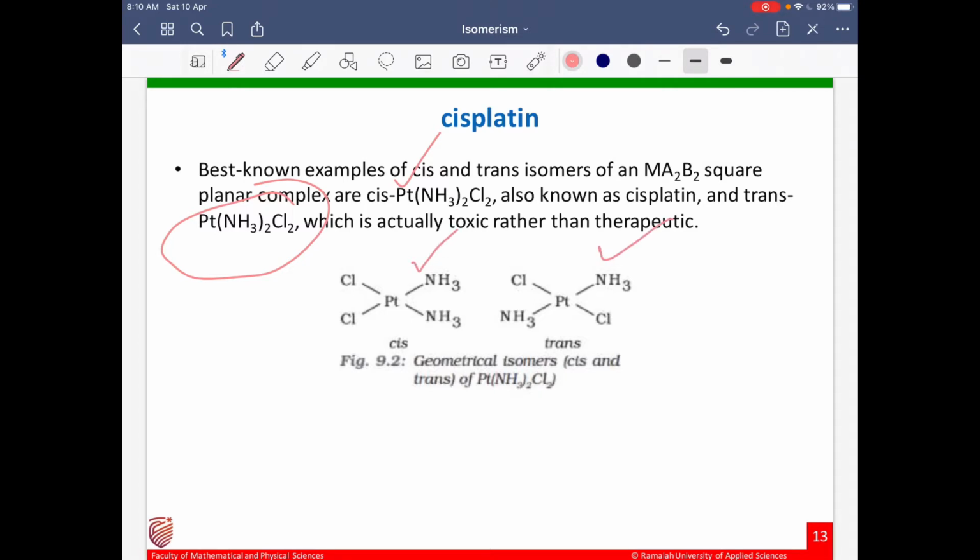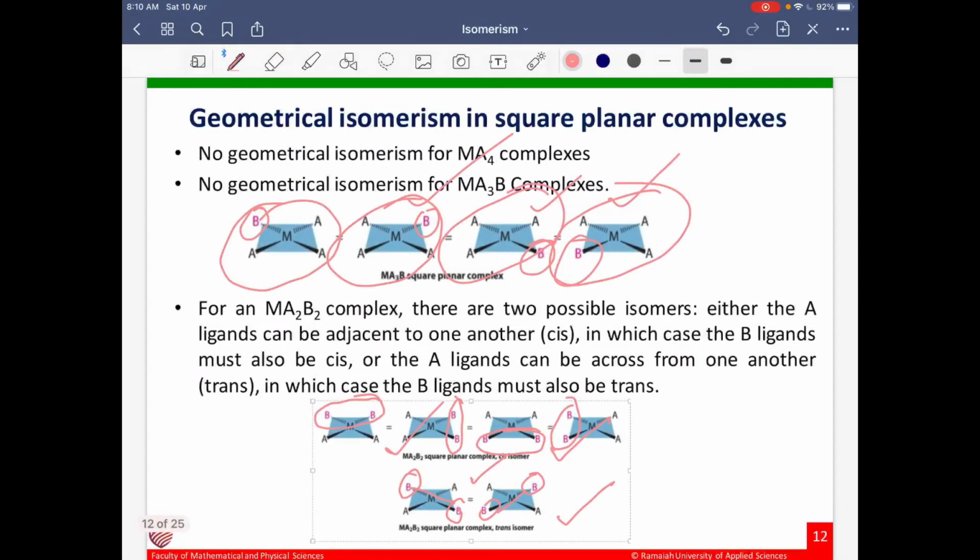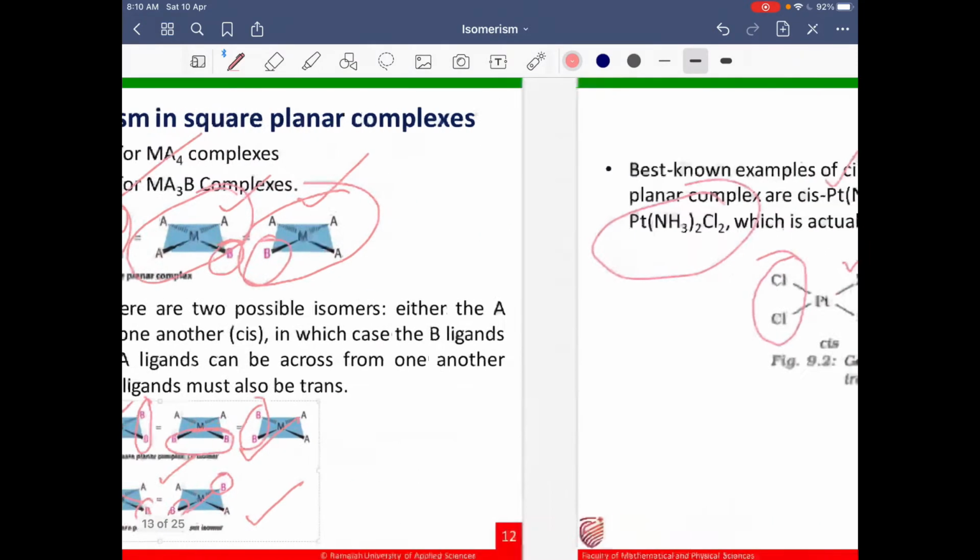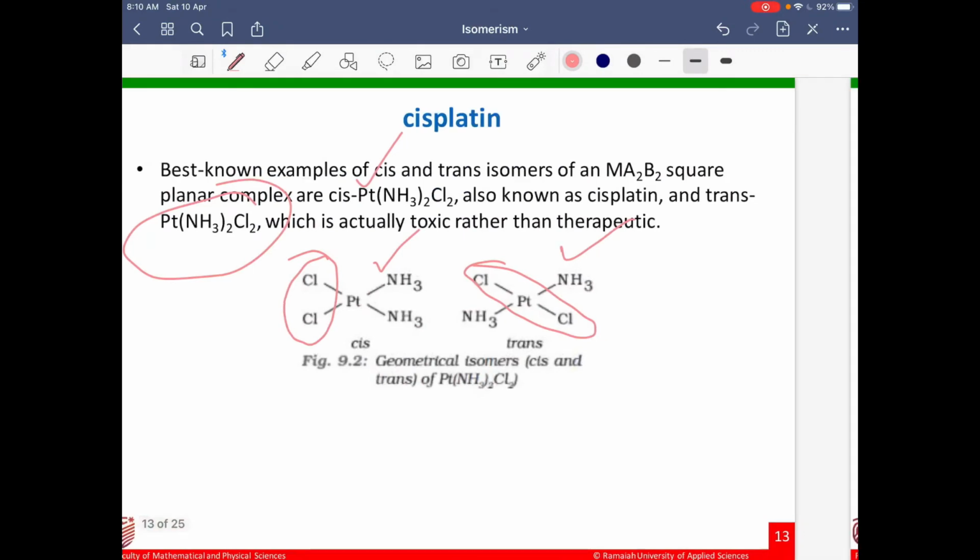Cisplatin and transplatin. In cisplatin, the identical groups are adjacent to each other. In transplatin, they are across from each other. So in geometrical isomerism, in Ma4 complexes, there is no possibility of geometrical isomerism. In Ma3b complexes, no geometrical isomerism is possible. But in an Ma2b2 complex, there are two possible geometrical isomers, cis and trans.